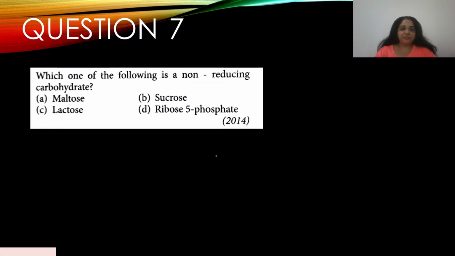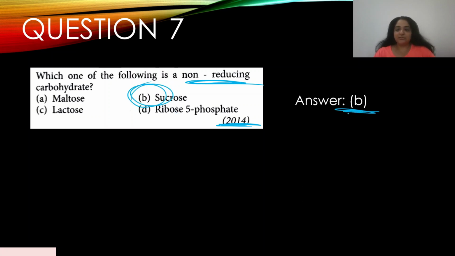Question number 7. Which one of the following is a non-reducing carbohydrate? Okay, we're talking about non-reducing carbohydrates. Appeared in 2014. A. maltose, B. sucrose, C. lactose, D. ribose 5-phosphate. So out of the following carbohydrates, B. sucrose is a non-reducing sugar. Answer is B.